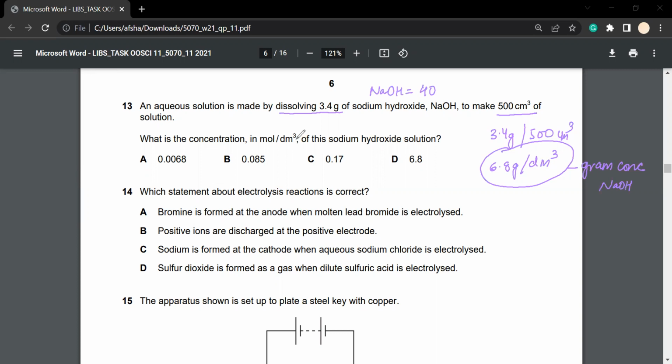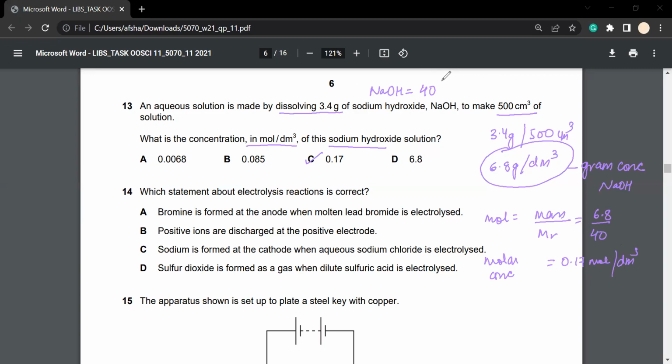What are they asking us? What is the concentration in mole per dm cube of sodium hydroxide? So now we can convert this gram concentration into mole concentration by the formula moles equal to mass of the substance divided by its MR. So we have 6.8 divided by MR, which is 40. We will be getting the answer 0.17. So molar concentration, or mole per dm cube concentration, is going to be 0.17 moles per dm cube. So that means we have an answer C over here.